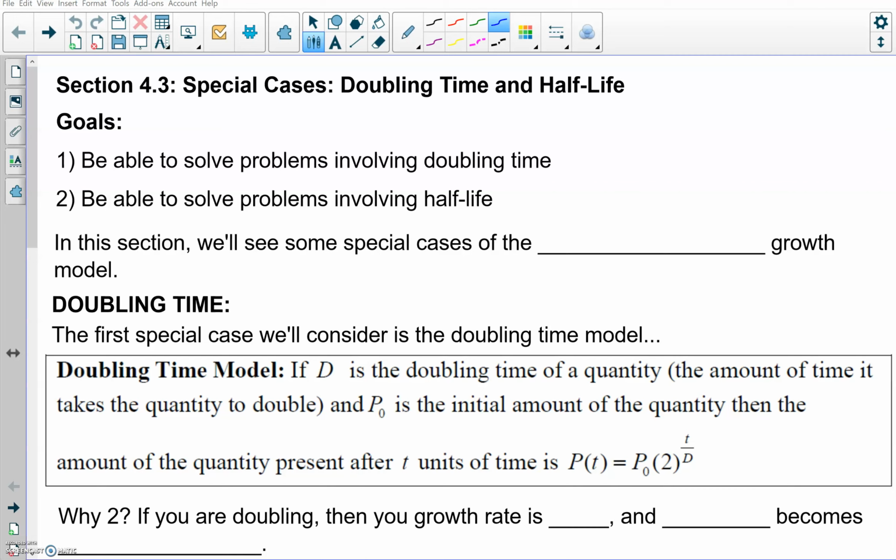Section 4.3, Special Cases, Doubling Time and Half-Life. In this section, we're going to solve problems involving doubling time, where they'll tell you something is doubling in maybe so many hours, days, weeks, years, or whatever, and you'll be doing something based on that information. And then the other is half-life.